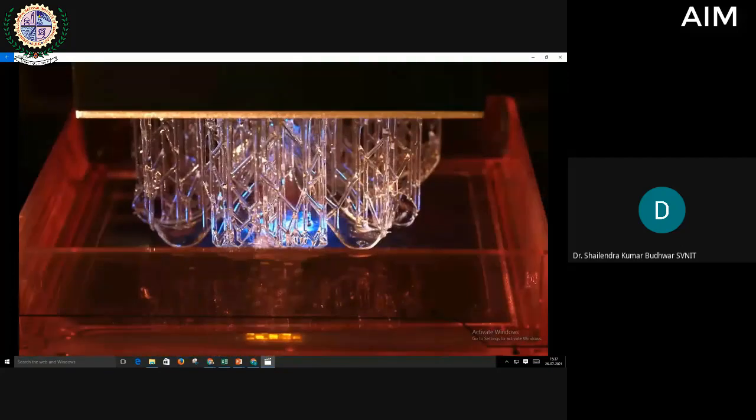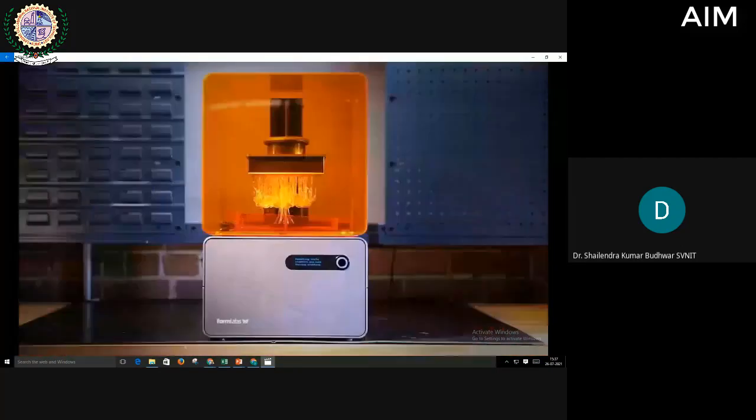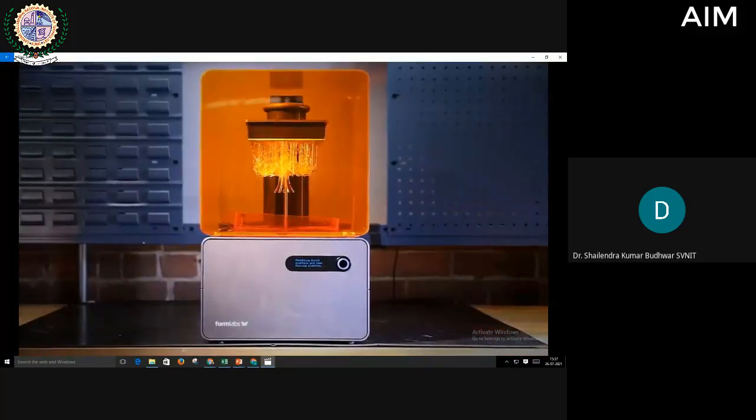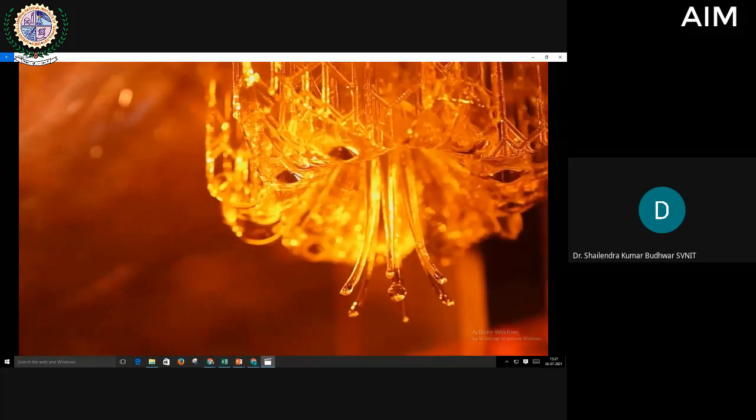Today, we took a look at how stereolithography printers work, the types of resins they can print with, and what makes the parts stand out against other desktop machines.